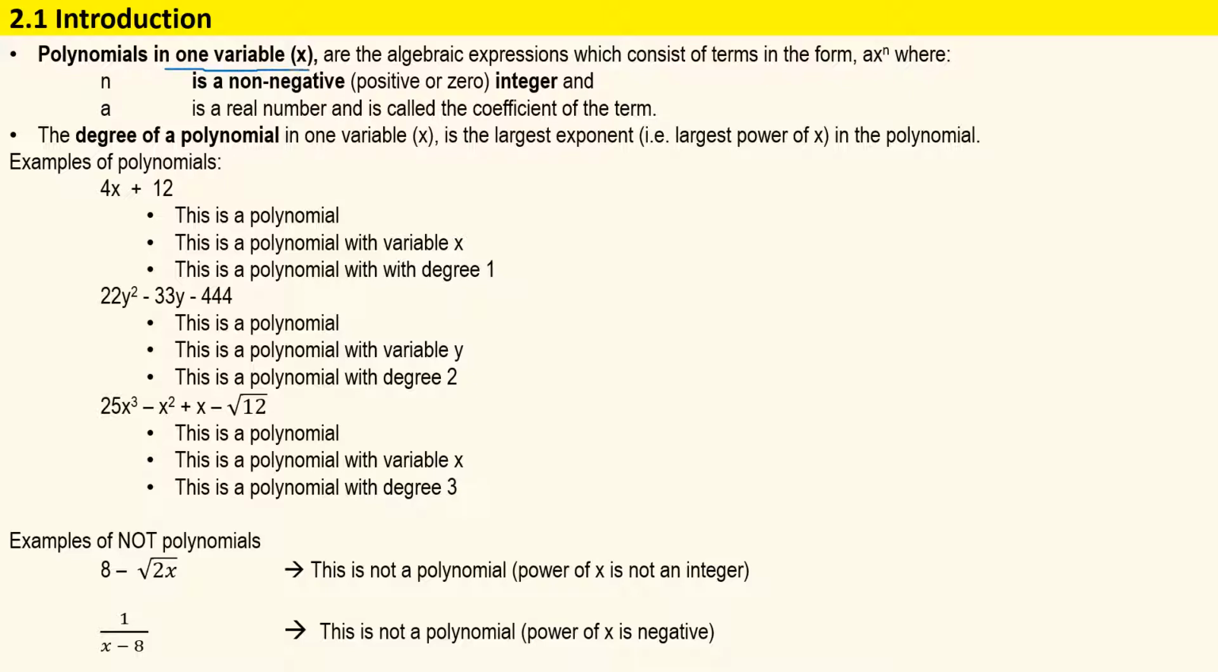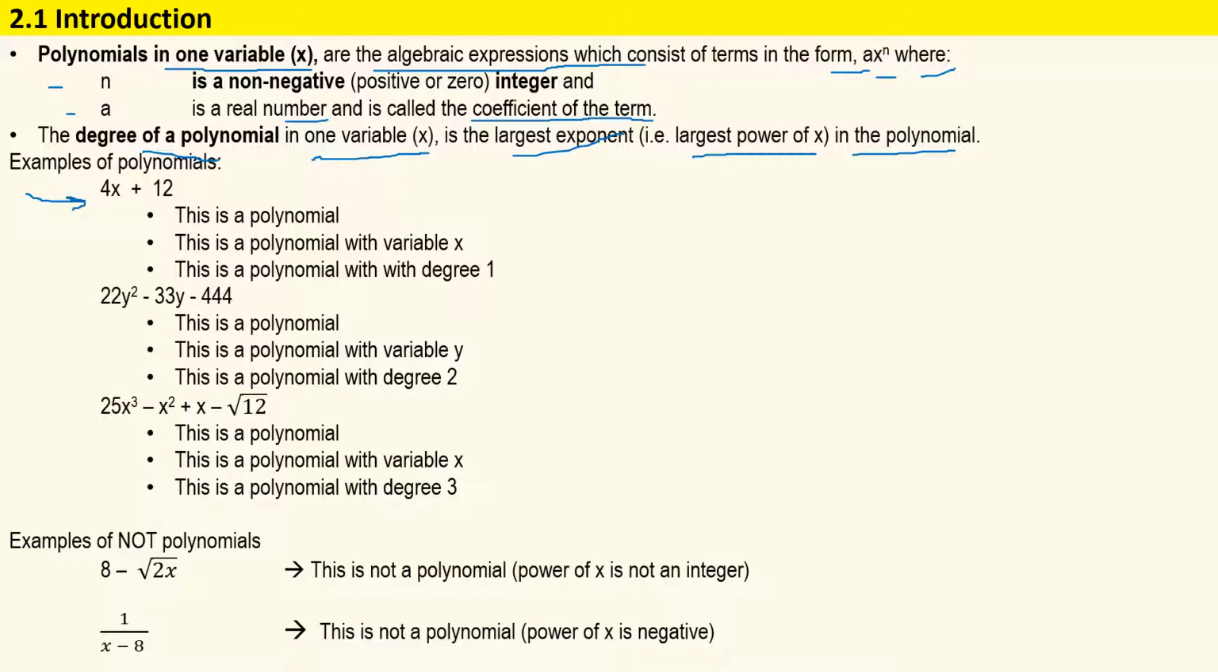Polynomials in one variable x are the algebraic expressions which consist of terms in the form a multiplied by x raised to power n, where n is a non-negative, that is positive or a zero integer, and a is a real number which is also called the coefficient of the term. Degree of a polynomial in one variable x is the highest exponent or the biggest power of x in that polynomial. Now let's take some examples.